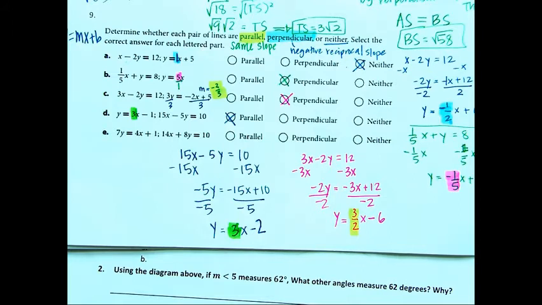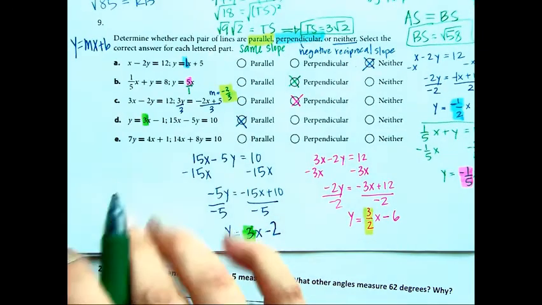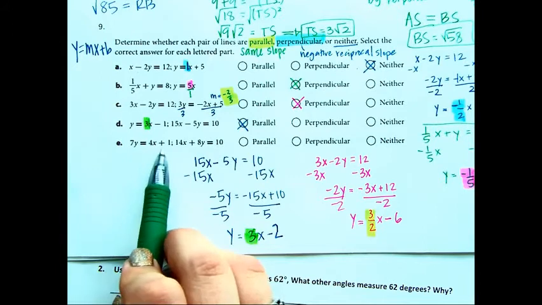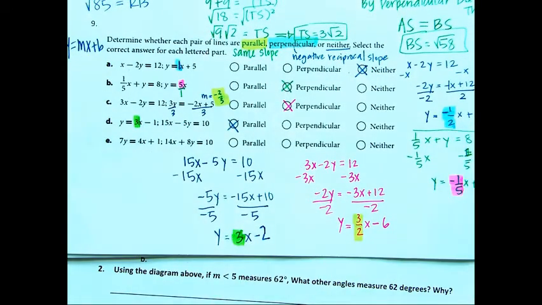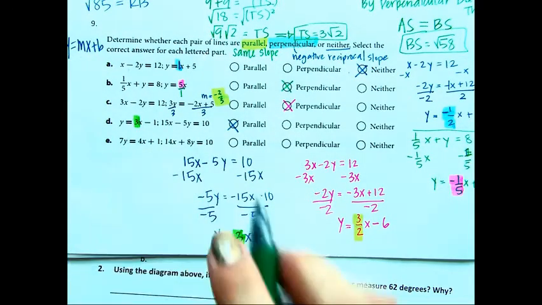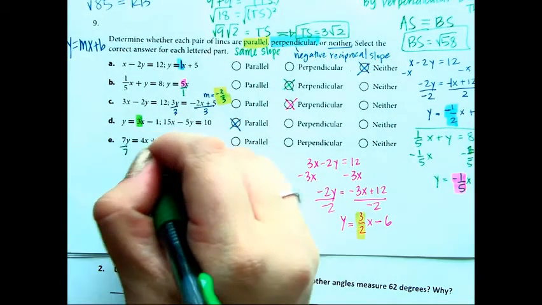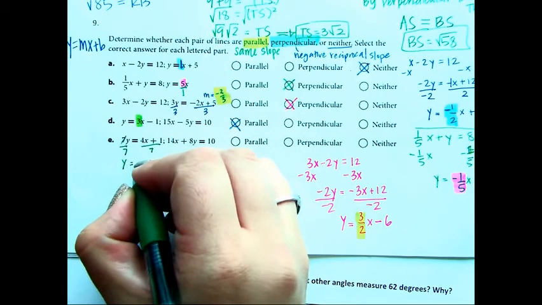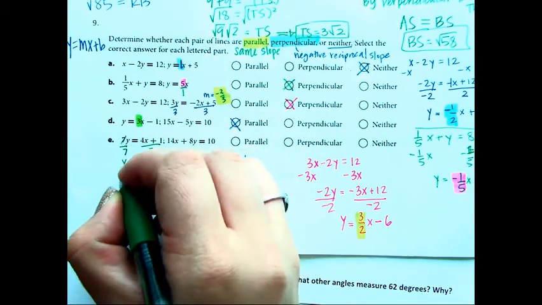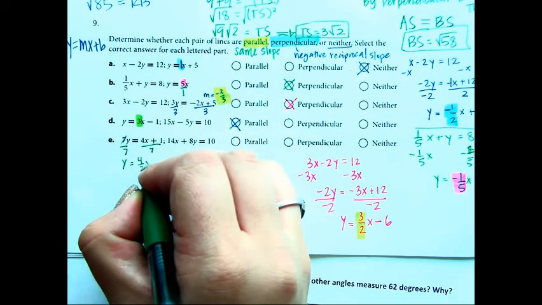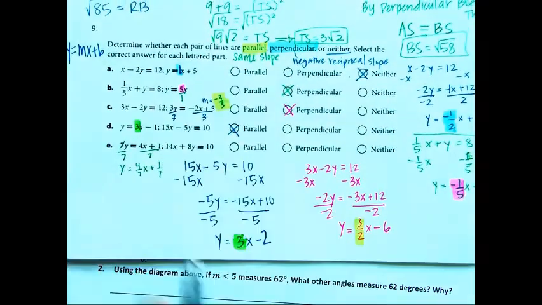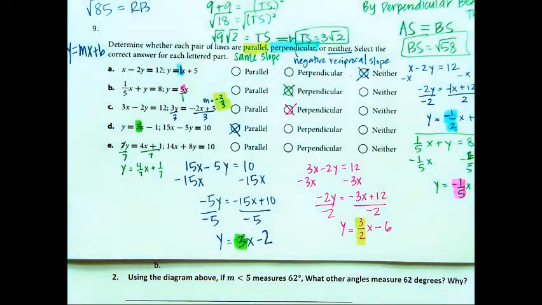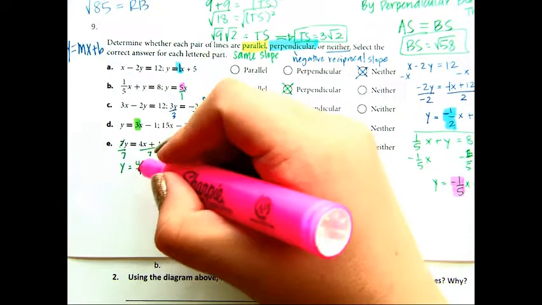Last one, here we have 7y equals 4x plus 1. That's almost into slope-intercept form. We need to divide by 7. If I divide by 7 here, y equals 4 over 7 x plus 1/7. So my slope here is 4 over 7. What color haven't I used? I'll use pink again. 4 over 7 is the slope I'm looking at.